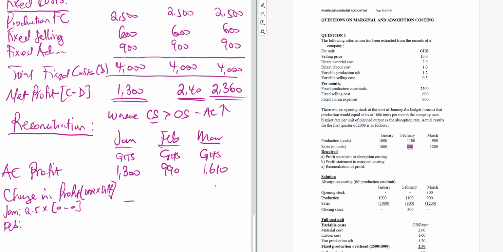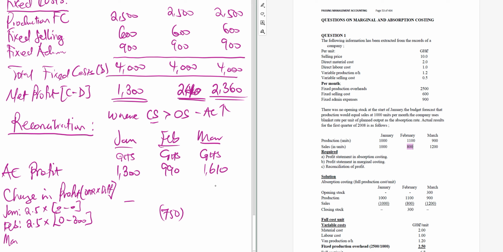When we go to February, the OAR is still 2.5, but for the change in stock, there was no opening stock, but there was closing stock of 300. So the difference in stock is going to be what? 2.5 by 300, and that is 750. So this one is a reduction. If you do 990 minus 750, you should get the profit that we got, which is 240, right?